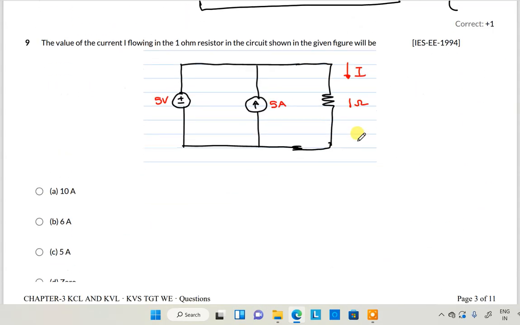Next, we are moving to question number 9. The value of current I flowing in the 1 ohm resistor in the circuit shown in the figure will be. Whenever a voltage source and a current source are connected in parallel, there is no effect of the current source, only the voltage source is effective. So the current I is equal to V by R. Here, the voltage is the same in parallel, resistance is 1 ohm, that's why it is 5 amperes. What is the option? Option C is the correct option.